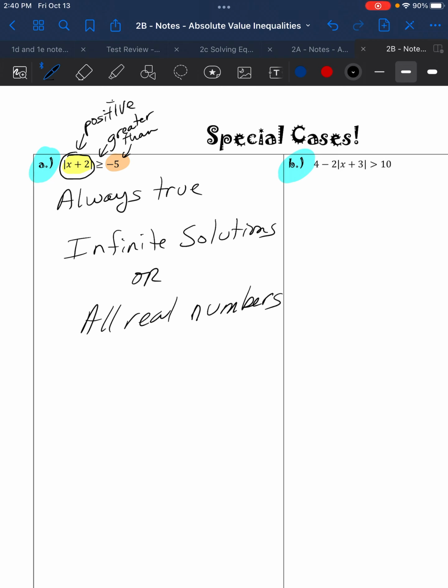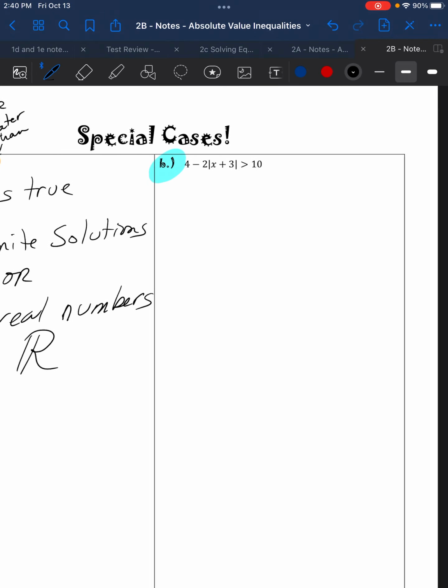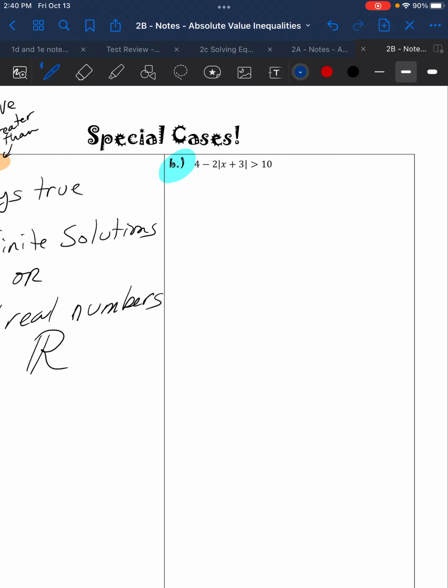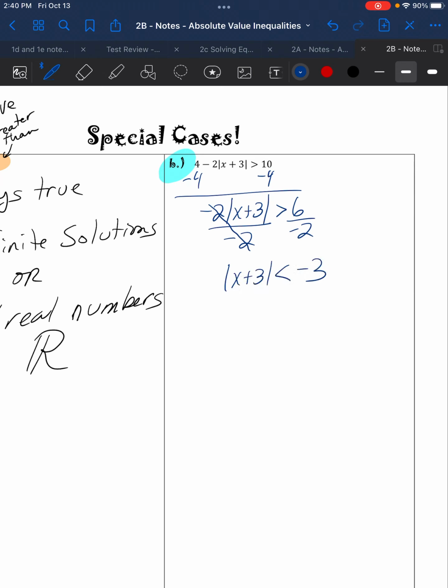The solution is all real numbers, either one. And for all real numbers, there's a fancy R that we can write that stands for all real numbers. Now with B, let's solve this quick because it's not isolated, so we're going to subtract 4 first. And then divide by negative 2. Remember, anytime you multiply or divide by a negative, that is going to switch the inequality. So that becomes a less than.